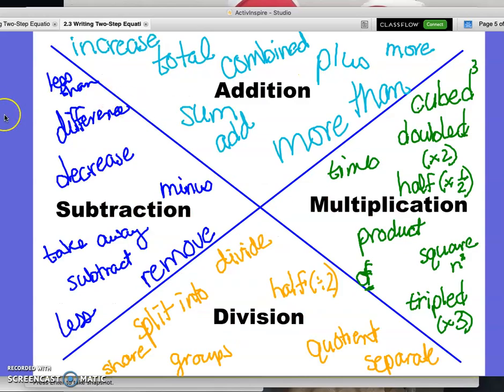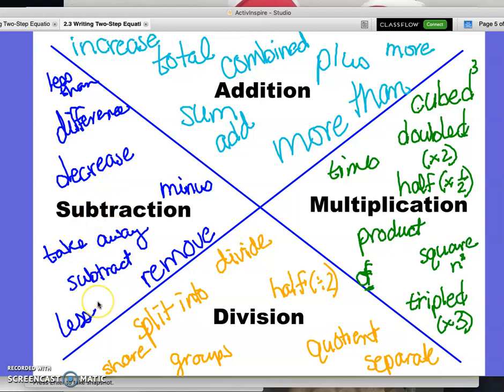Okay. Words like increase mean adding. We need to know that when we have the sum, that means adding. Subtraction, what's the answer in subtraction? Difference. So the difference is going to be subtraction. Division, the quotient is the answer. And then multiplication, it's the product. And all these different words mean whichever operation they're in.